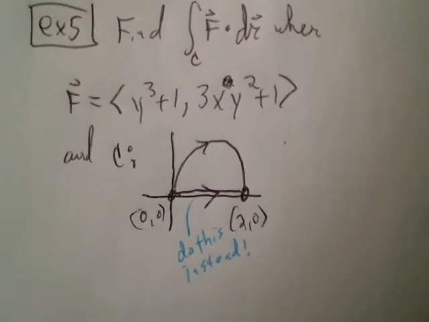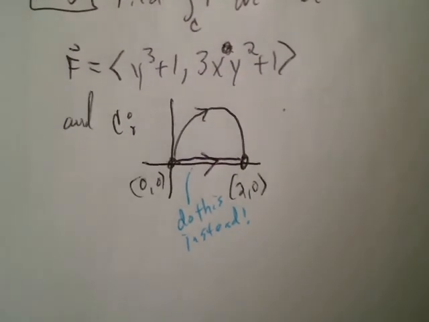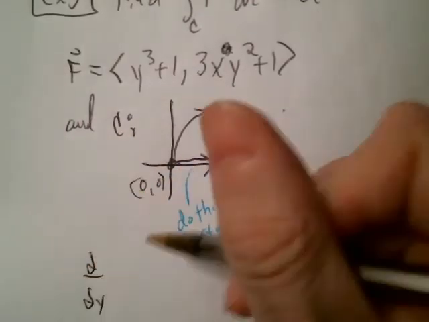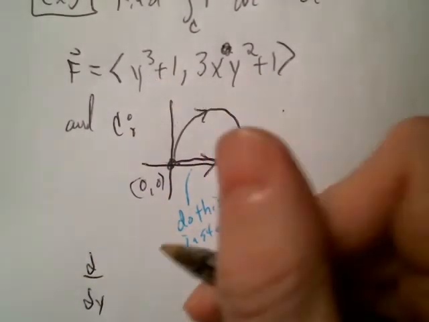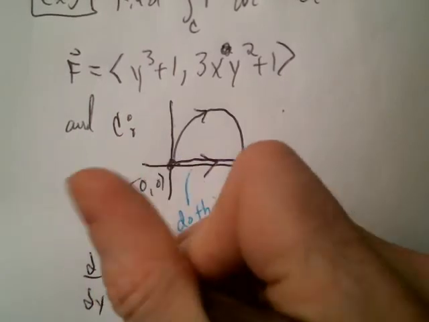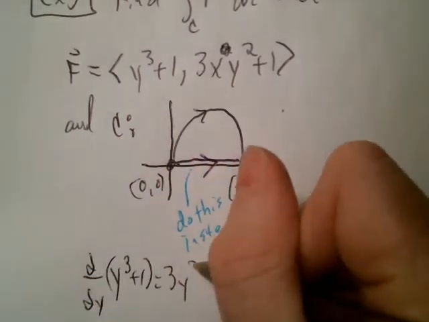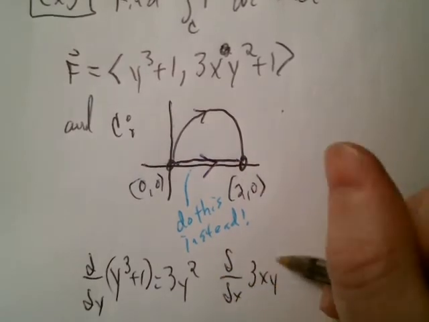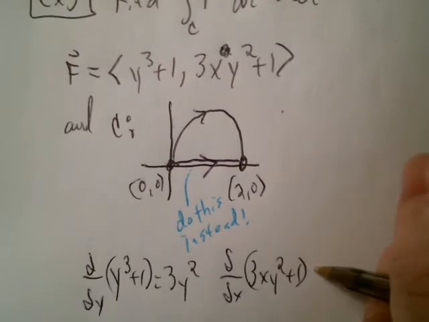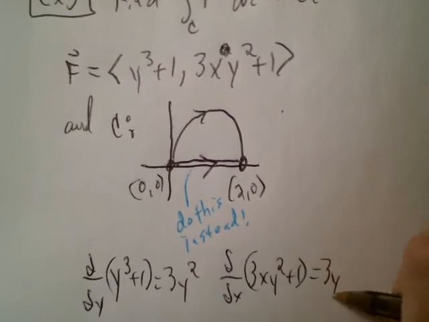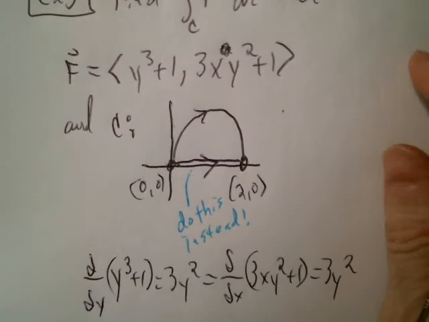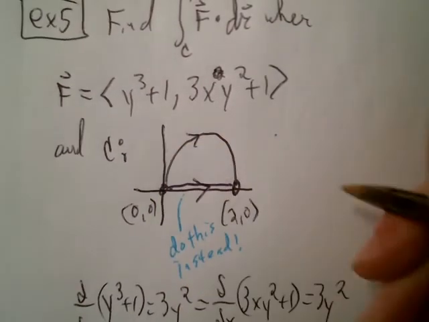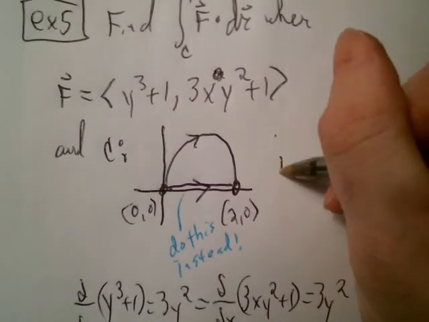Let's make sure it's conservative, and then we can pull this off. So the partial with respect to y of the m component, y cubed plus 1, is 3y squared. And the partial with respect to x of 3xy squared plus 1 is 3y squared. Those are equal, so it's conservative, so you need not worry about finding the parameterization of this weird curvy thing. You could just work with this, which is a lot easier.